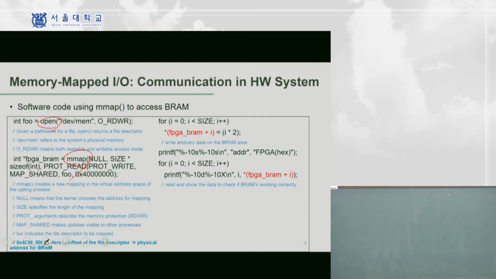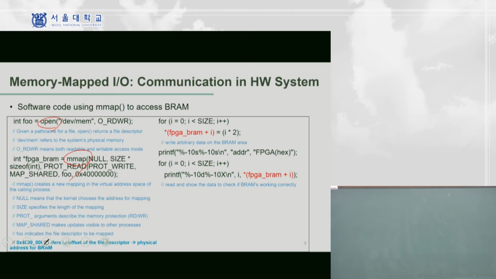And it takes a bunch of parameters: NULL, size times sizeof(int), protection flags, mapping attributes, plus file descriptor and offset. Whatever it means, here is what it does. The basic idea is to map some physical address space to this virtual address space. It creates a virtual-to-physical mapping.